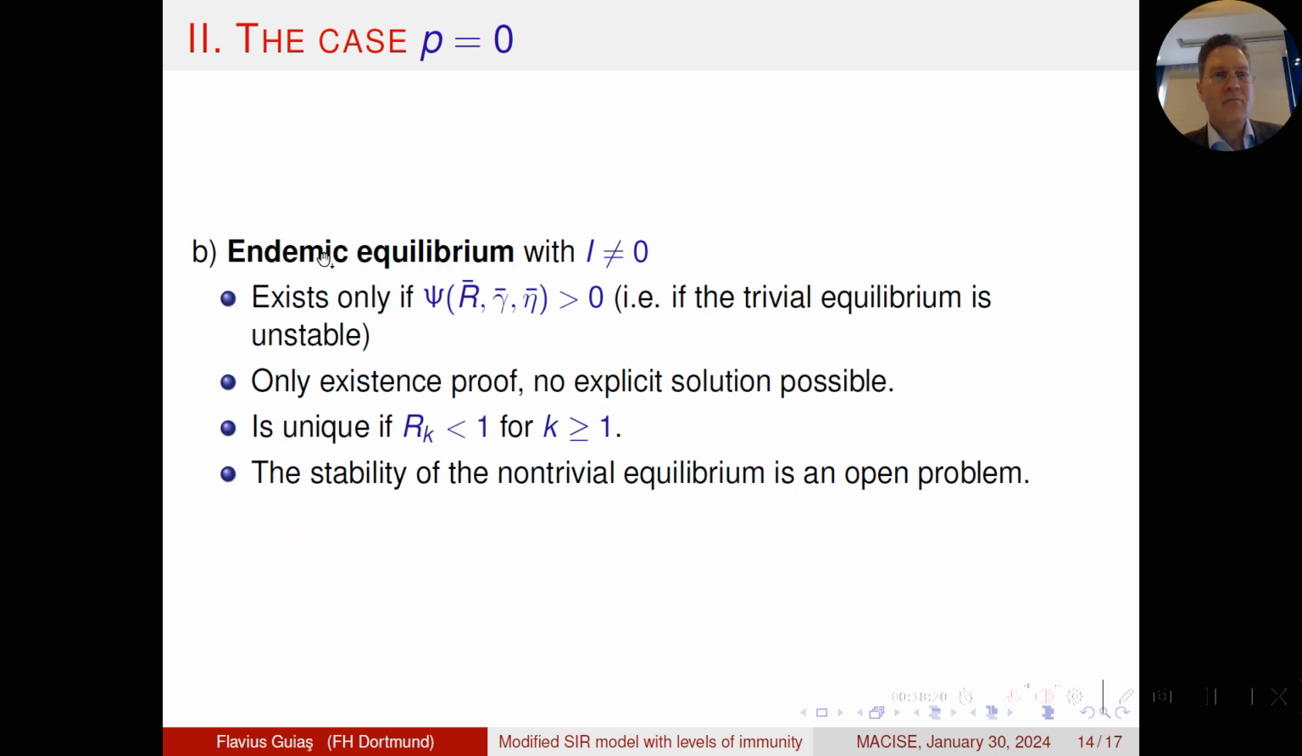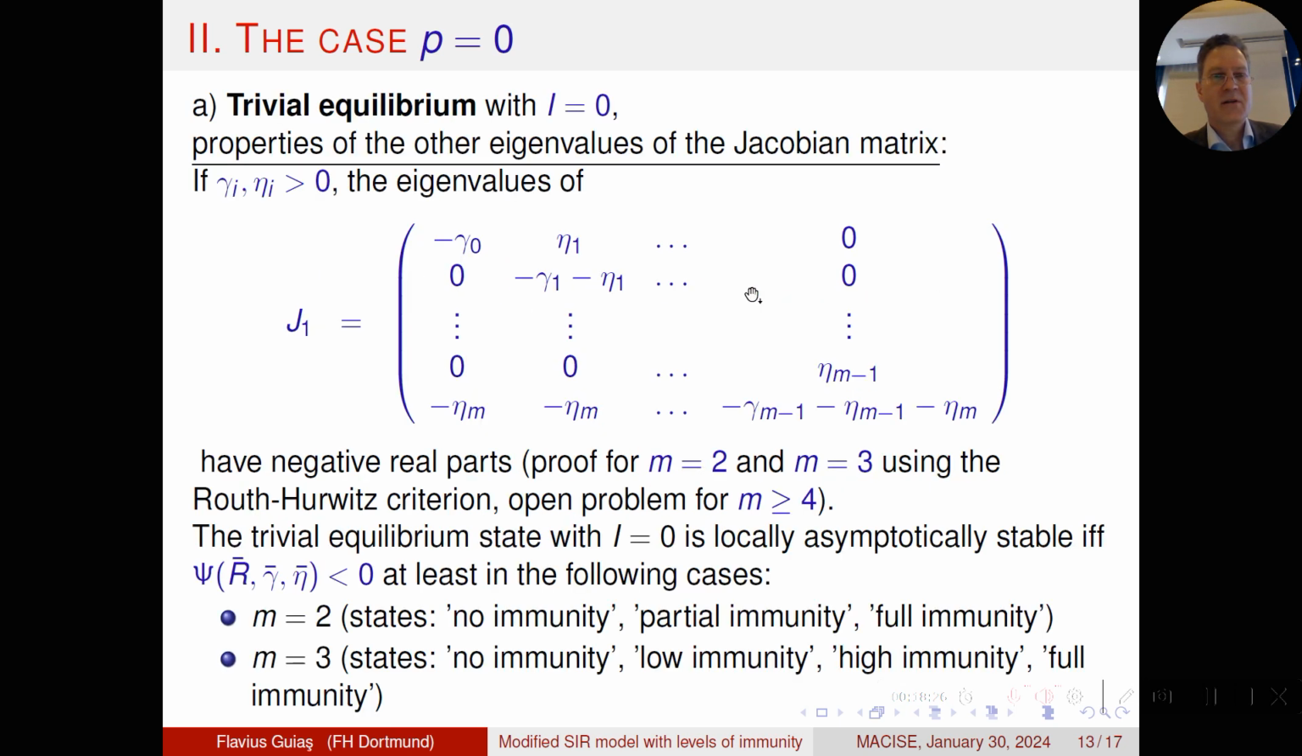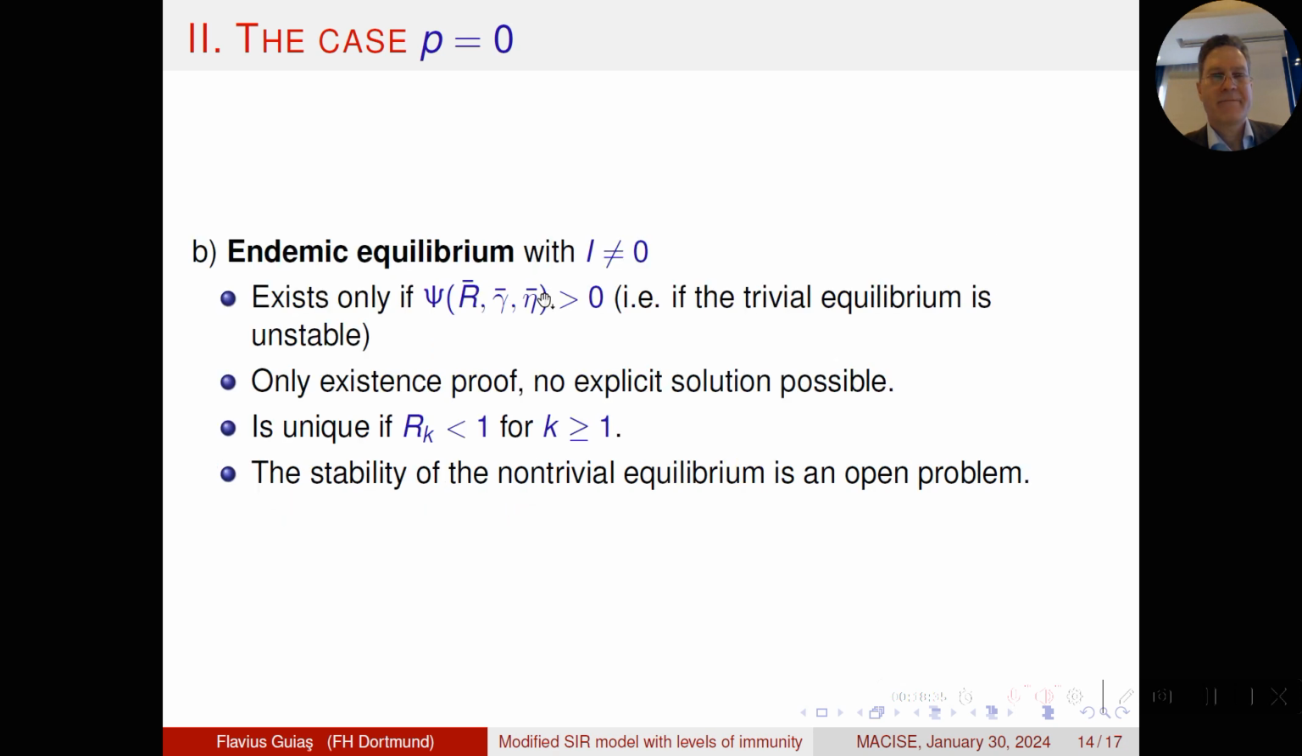Now let's go to the endemic equilibrium. It turns out that this exists only if the trivial equilibrium is unstable. So if this trivial equilibrium is stable, meaning that if this condition is fulfilled, then there is no other equilibrium than the trivial one. Here we can also prove existence but no explicit solution. Uniqueness is guaranteed by this condition, and the stability of this is also an open problem, because you don't know its explicit form, you don't know the explicit value.